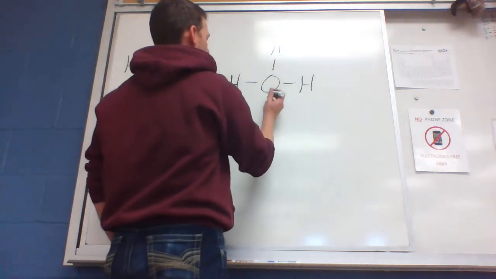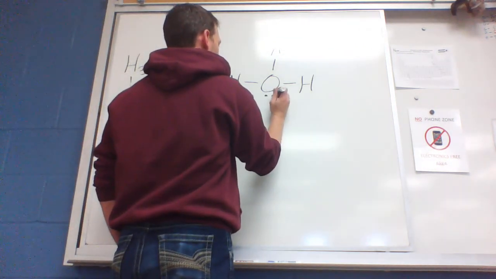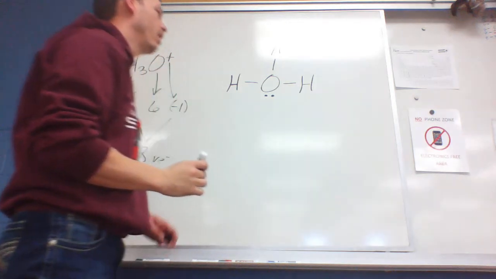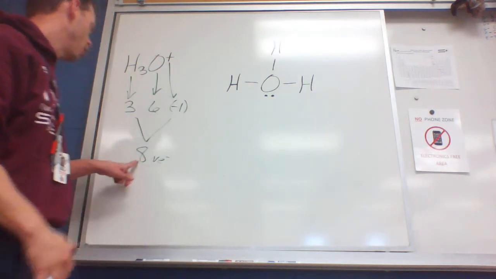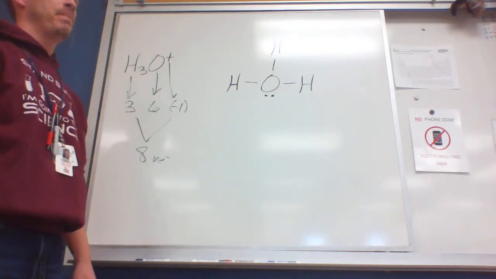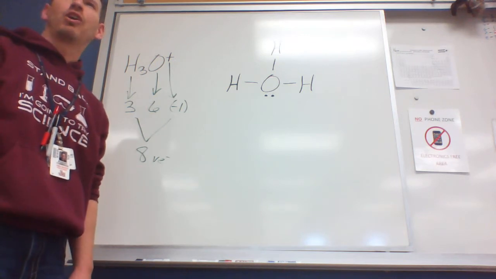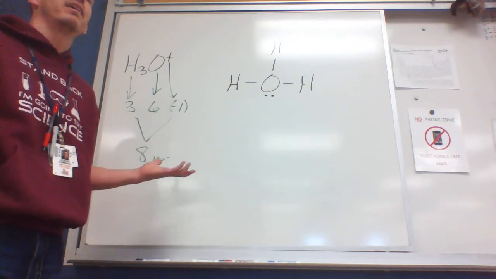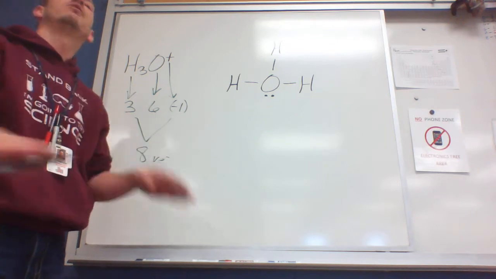This oxygen, though, what does he need? He needs a lone pair. Now look, I've drawn a total of 8. Everybody's happy, and there is no chance at a resonance structure. There is no other way to draw it. Therefore, there are 0 resonance structures.